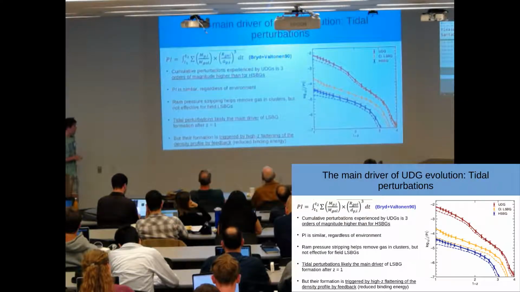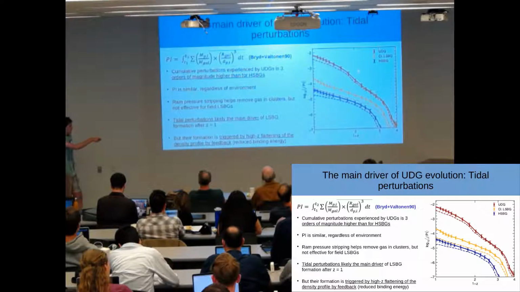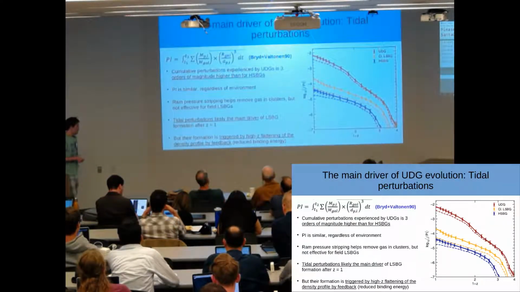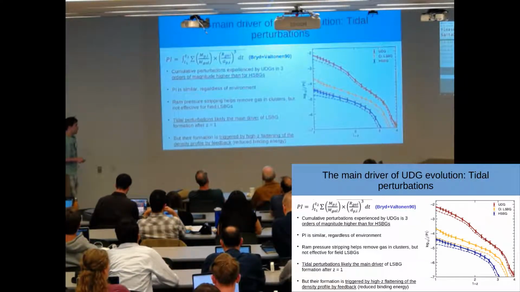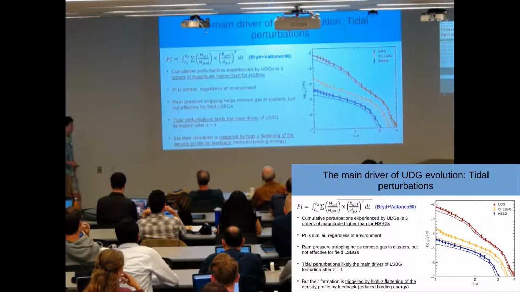So in clusters, ram pressure stripping is also going to help you remove gas. But galaxies in the field, so that's the dashed line here, still have high perturbation indexes. So tidal perturbations seem to be the main driver of LSB formation after redshift 1. But this formation is essentially triggered by the higher redshift flattening of the density profile by supernova feedback, which is going to reduce the binding energy.